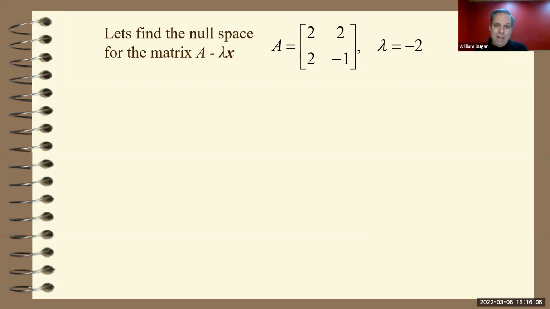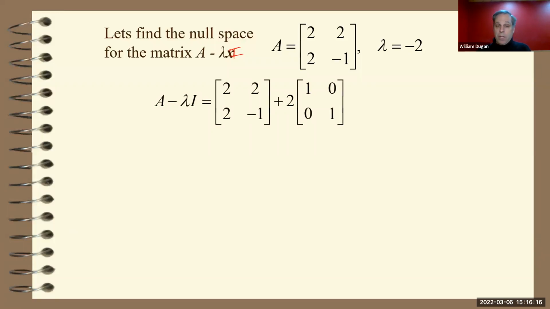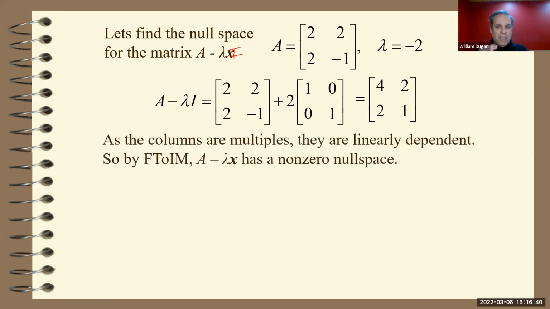That should be A minus lambda times I. In order to find the eigenvectors, I know they correspond to the null space of the matrix A minus lambda times I. So I'll replace the A, replace the lambda, and multiply that out to get the matrix. Now how do I know that lambda here is actually an eigenvalue? If you look at that matrix, you'll notice that the rows are multiples. Since the rows are multiples, that means they are linearly dependent.